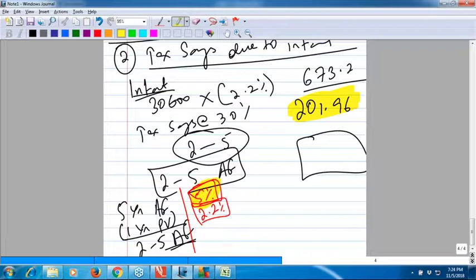Tarendra, why would you add back the tax allowable depreciation? We did not deduct it. We just calculated the tax rate.